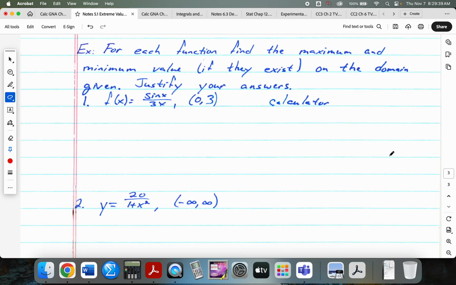So, for each function, find the maximum and minimum value, if they exist, on the domain given. Justify your answers. All right, so we'll take the derivative of this. So f prime of x is going to be 3x times cosine of x minus sine of x times 3, all over 3x quantity squared, which is 9x squared.